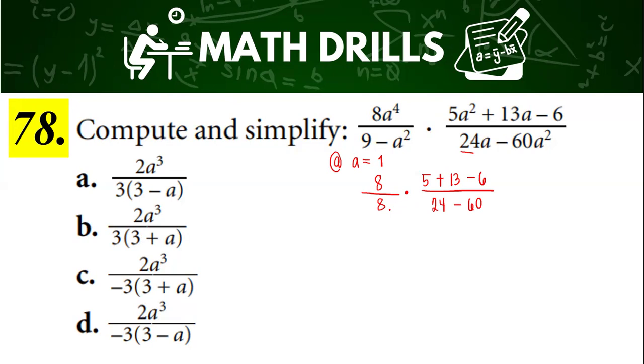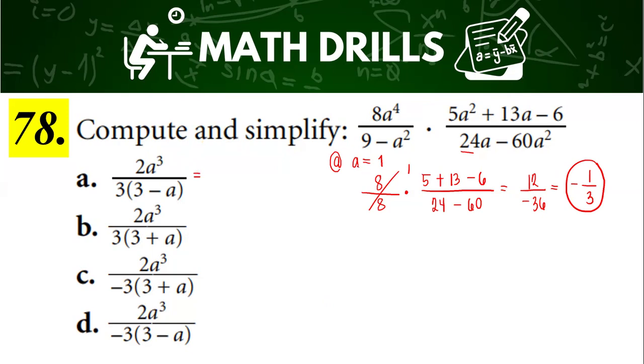So 8 over 8 is 1. Let's simplify: 5 plus 13 is 18, 18 minus 6 is equal to 12. For the denominator, 24 minus 60 is equal to negative 36. Simplify: 12 divided by 36 is 1/3. So this is equal to negative 1/3. Let's look for the answer among our choices by evaluating.